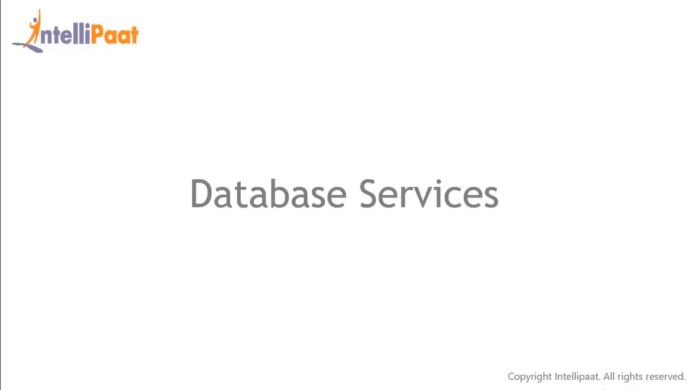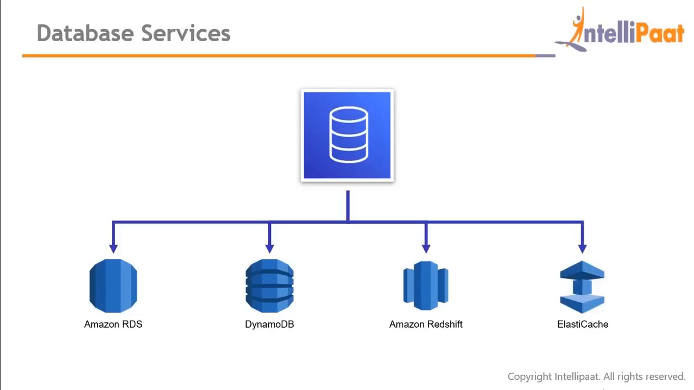The next service domain is database. Database gives us a lot of services in Amazon Web Services, and right now we are going to see 4 of the most important database services. The first one is RDS, then DynamoDB, then Redshift, and finally ElastiCache. Now let us see them one by one.